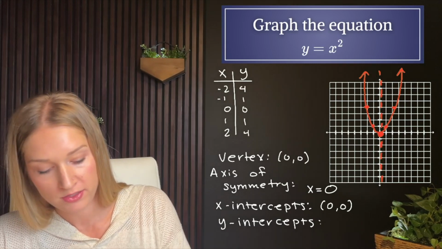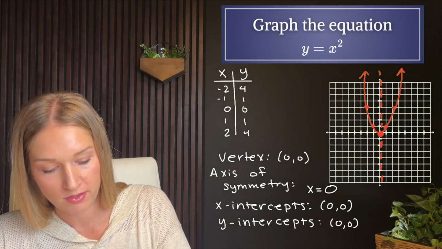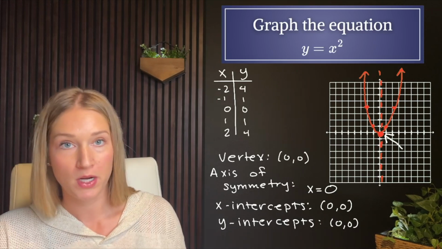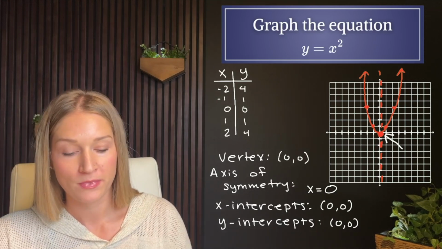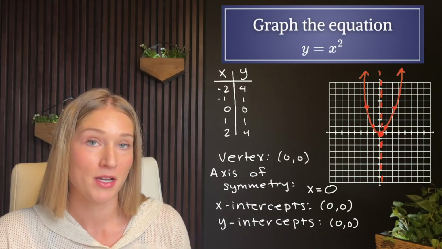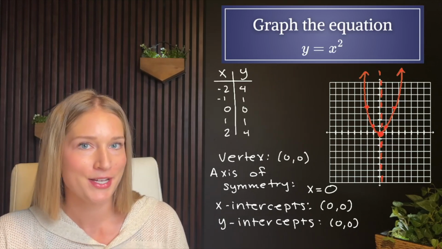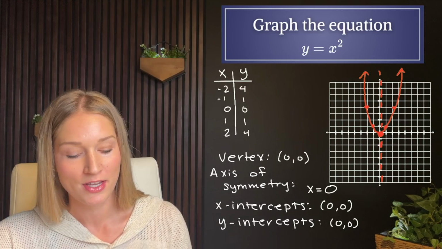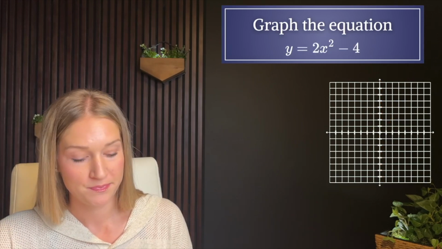So my y-intercept is also at 0, 0. So this point right here is where we cross that y-axis. So these are some pretty key features of parabolas that you might be asked for. We're going to do it a couple more times and have a couple different situations, so we'll get to see a few different examples.